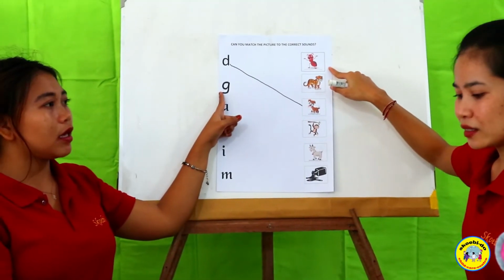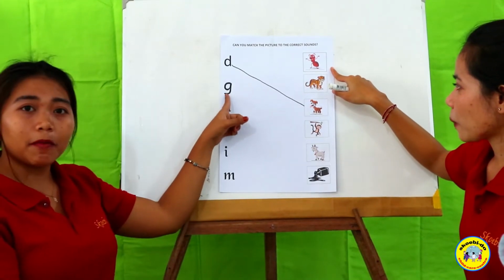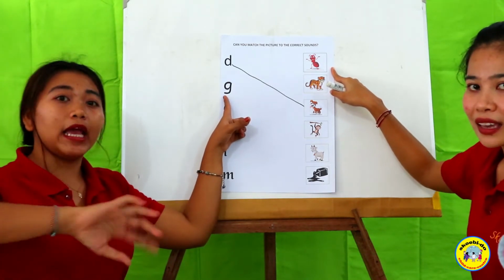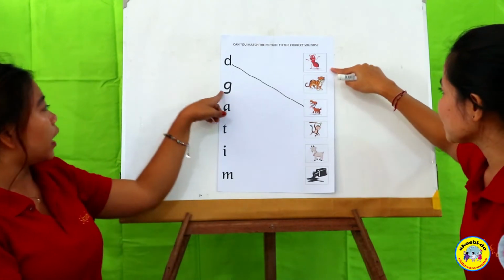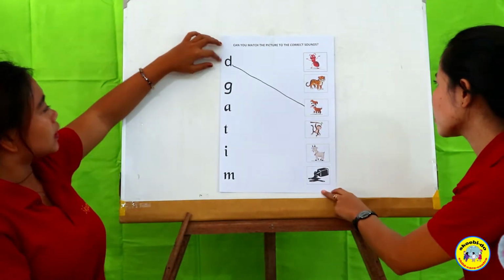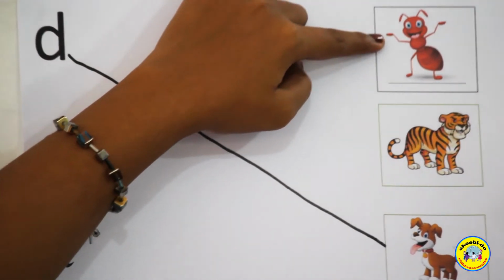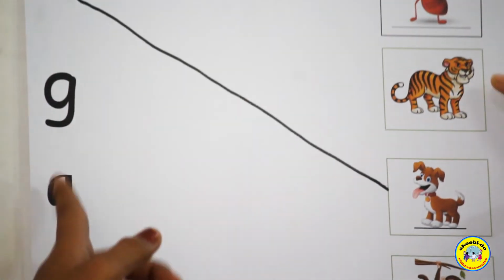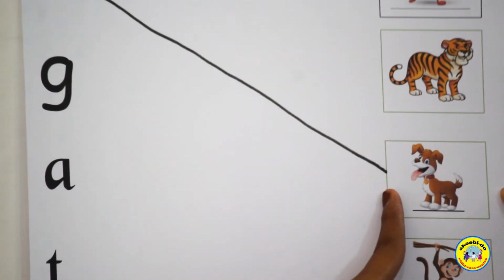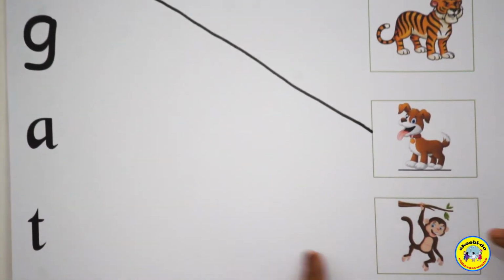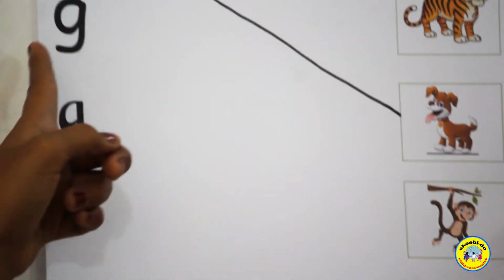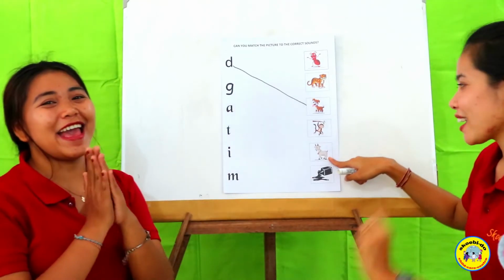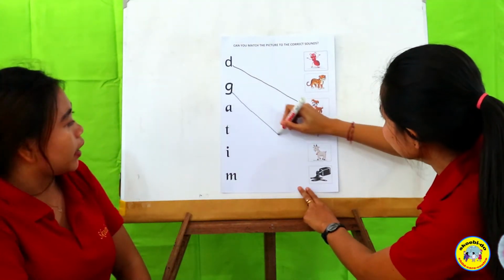This is the letter that we have learned today. So, you still remember what letter is this? Yes. This is letter G. It makes the g sound. Okay, now let's find the same sound. Is G for ant? No. Is G for tiger? No. Is G for dog? No. I don't think so. How about G for monkey? No. Is G for goat? Yes, that's right. We draw a line.